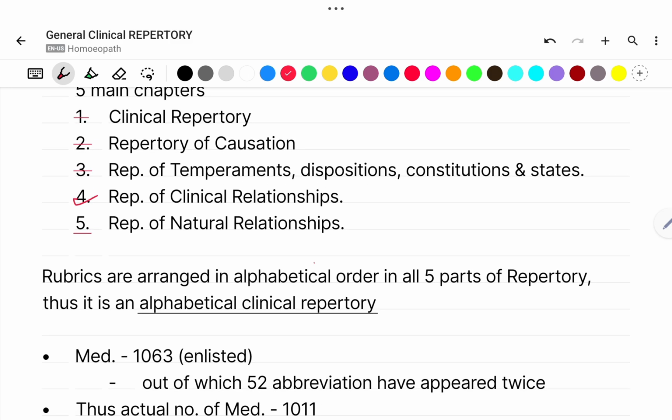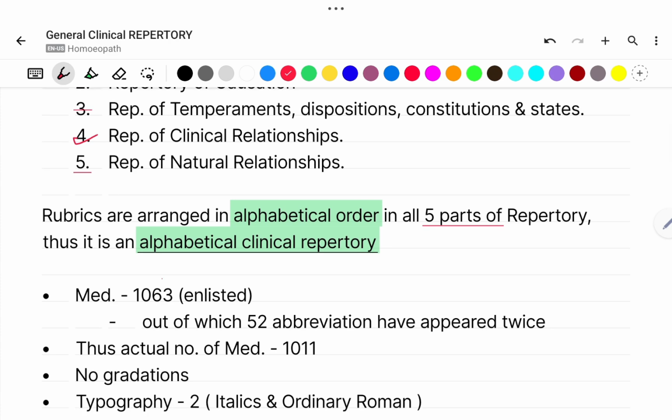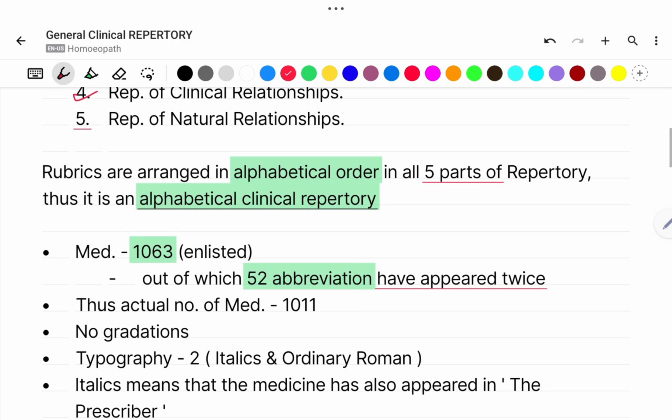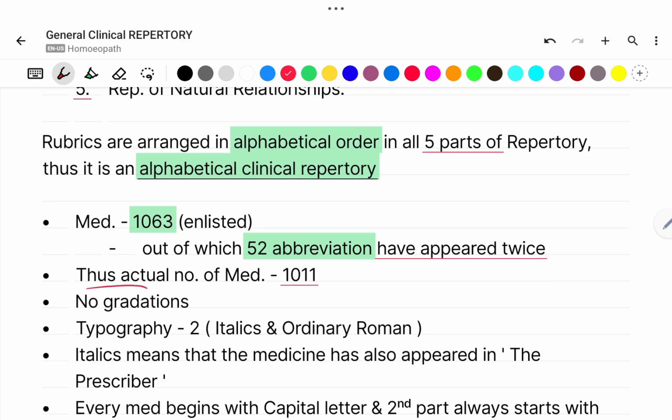Rubrics are arranged in alphabetical order in all the five parts of the repertory. Thus, it is an alphabetical clinical repertory. Total number of medicines enlisted are 1063, out of which 52 abbreviations have appeared twice. Thus, the actual number of medicines becomes 1011 after subtracting the medicines which are repeated twice. There is no gradation in this repertory.